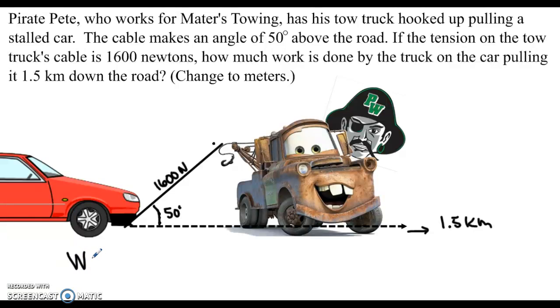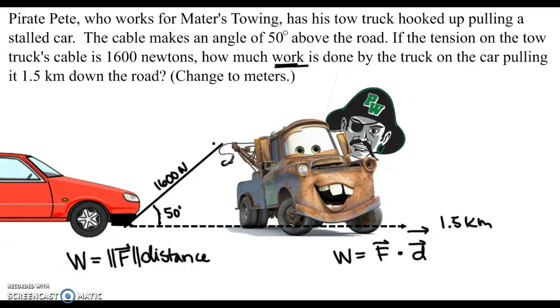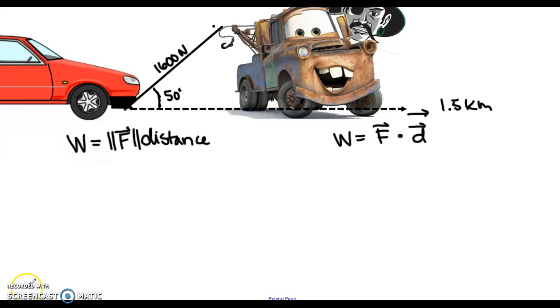So there's a couple different formulas that we can do with this for work. In order to find work, which is what we're asked to do, we can do that by taking the magnitude of our force vector and multiplying it by our distance. We can also take the force vector and use the dot product times our distance vector. So I'll show you what both of these look like in terms of this problem.